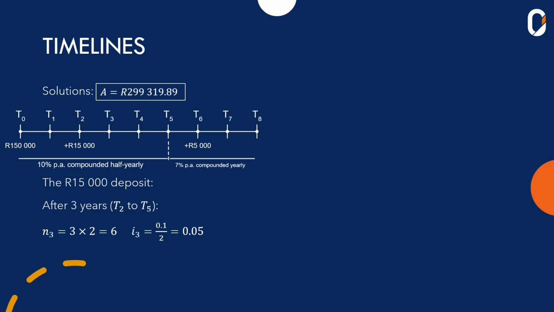And now we're going to move on to the second region of the compounded yearly interest, the 7% one. That is from T5 up until T8. That is 8 minus 5, that is 3 years, and hence N4 will be 3. We don't multiply it by anything because it's compounded only once per year, and hence it will remain 3. And again, I4 will remain the 7%. We don't divide it by anything, which will be 0.07. And now we have all the necessary values.